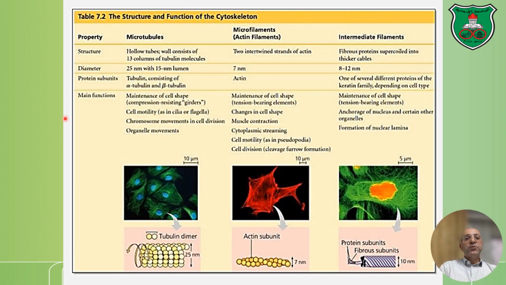This table shows the differences and similarities between the three cytoskeletal proteins in terms of structure, in terms of thickness, in terms of the proteins that make up the cytoskeletal structures and the functions as well.